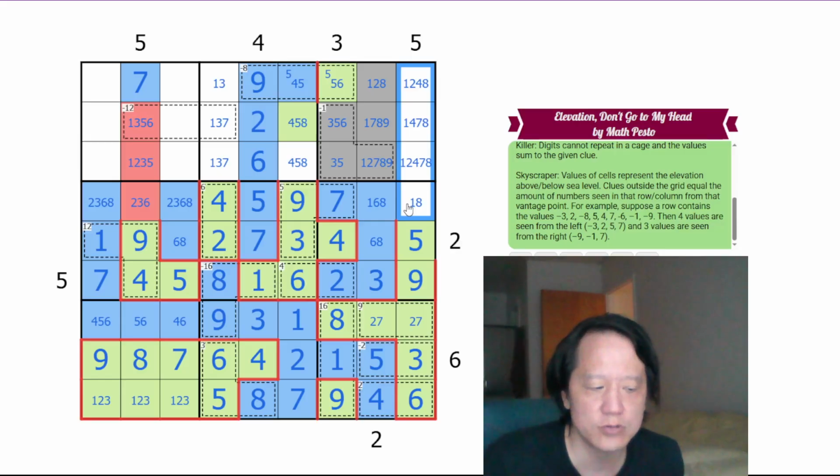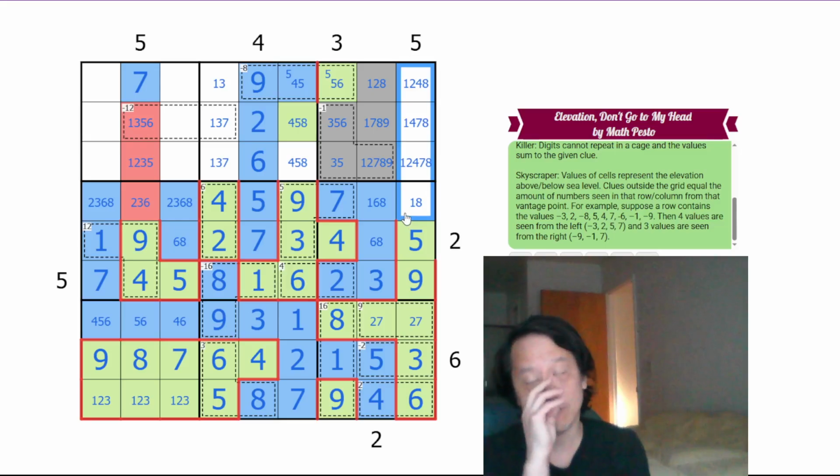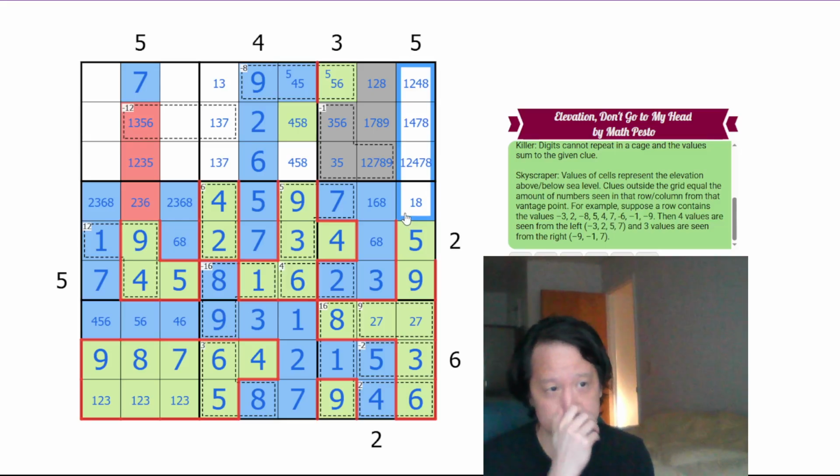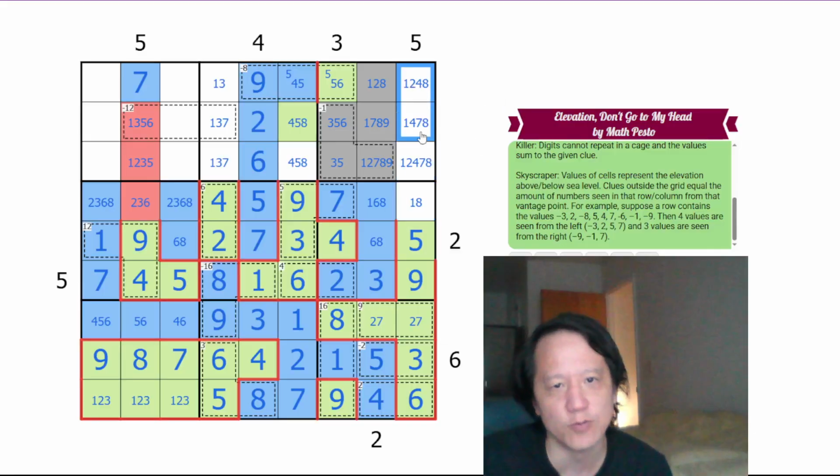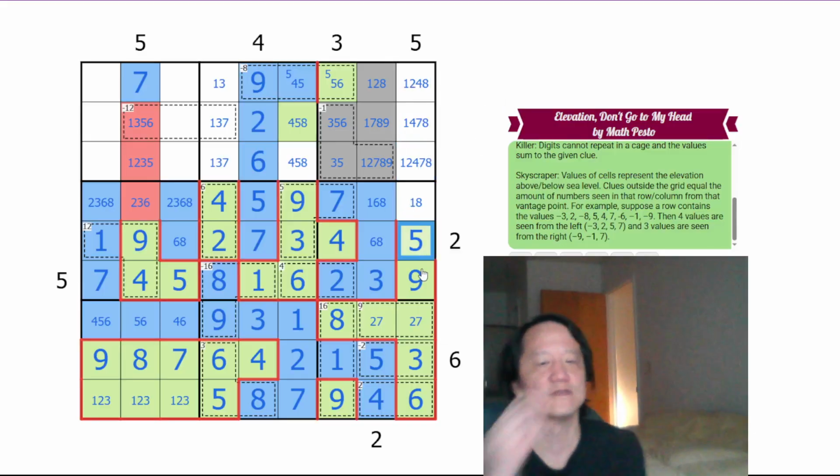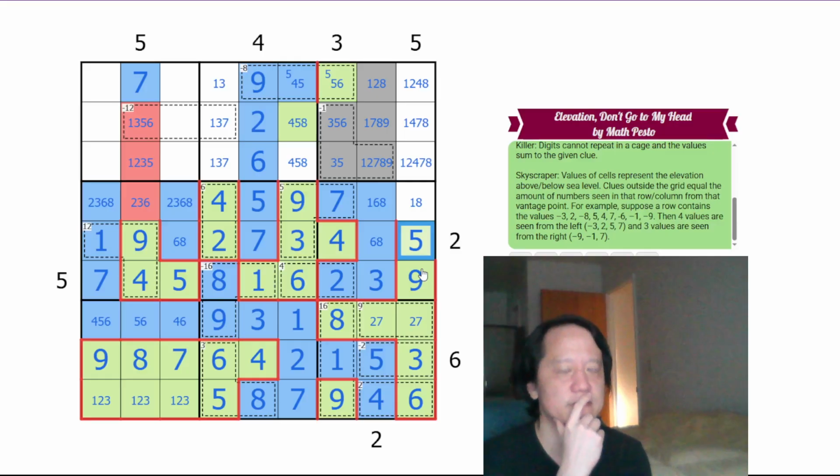Actually, that's not true. These could all be water cells. Sorry, these are water cells, not island cells. I don't know what I'm saying there. At least one of these is going to have to be a water cell. But it could see all of the water cells here, and then it sees the 5. That is possible.